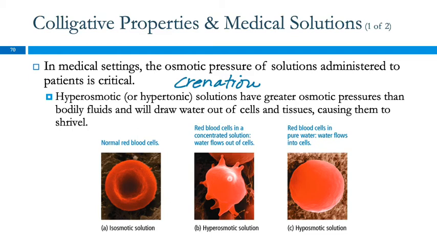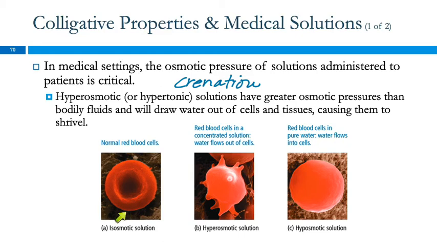If we have a hypoosmotic solution, say if you gave IV fluid that was pure water, that would be really, really bad because then the cells absorb water. It's always trying to equalize the concentration. So that it goes from the higher concentration solution into the lower concentration solution. And that causes the red blood cells to swell up. And if that continues, then they'll burst. And that's not good, right?